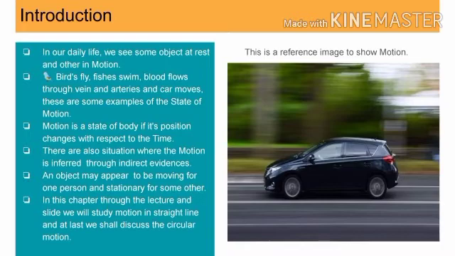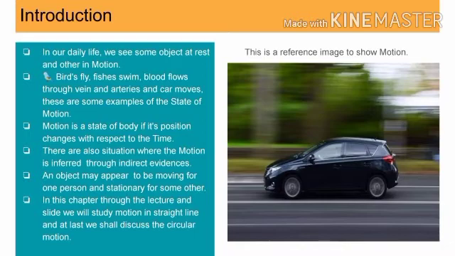There are situations where motion is inferred through indirect evidence. This means that if we are taking a tree as an origin, then with respect to the tree we are moving a distance. This means it is inferred through indirect evidence. An object may appear to be moving to one person and stationary to another person. In this chapter, through the lecture and the slides, we are going to study motion in a straight line, and at last we shall discuss circular motion.